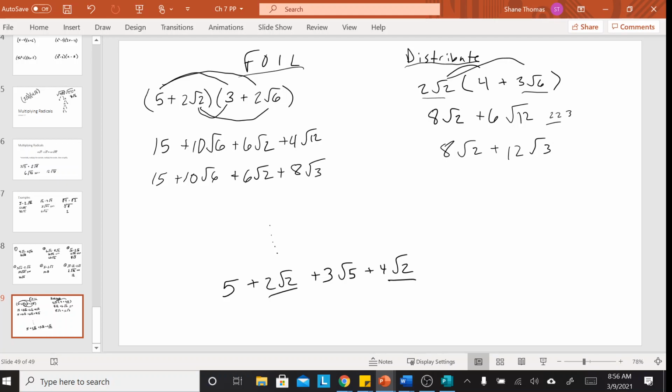You have 6x, right? Same thing here. I can combine those. 2 and 4 is 6 root 2 plus 3 root 5. Make sense? All right.